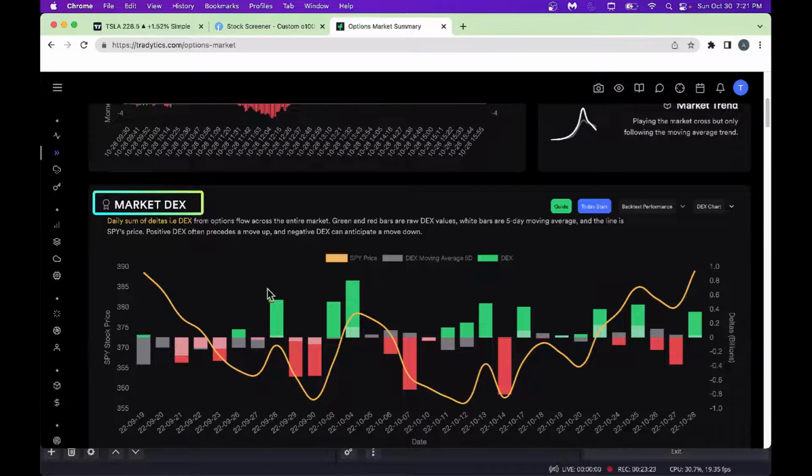All right, so as you look through here, it tells you how the DEX is doing. Look, we got the SPY price here, which is the line right here. Then you got the DEX moving average, which is the gray one here. You got here the DEX 5-day moving average right here. Then you got the actual DEX here. Actual DEX is either green if it's positive or red if it is negative. Right now, look, we are in a positive delta situation, which is a good story.